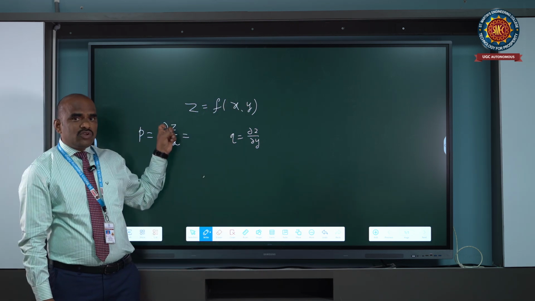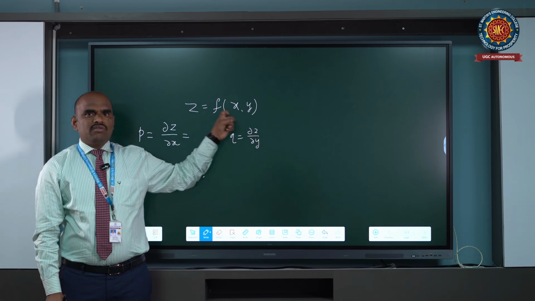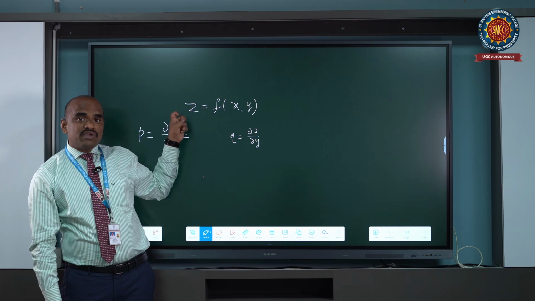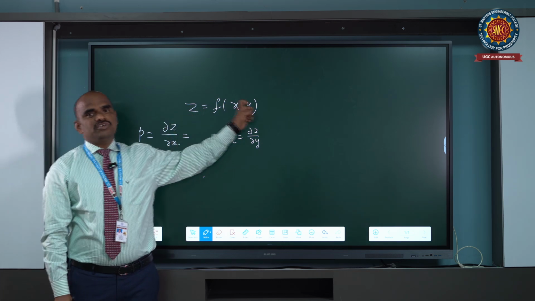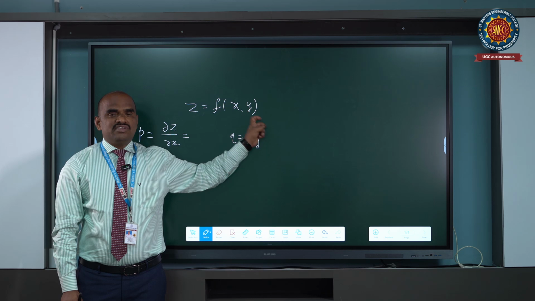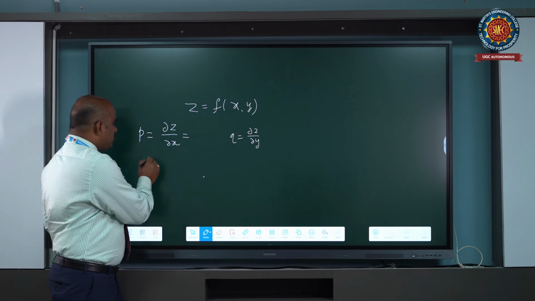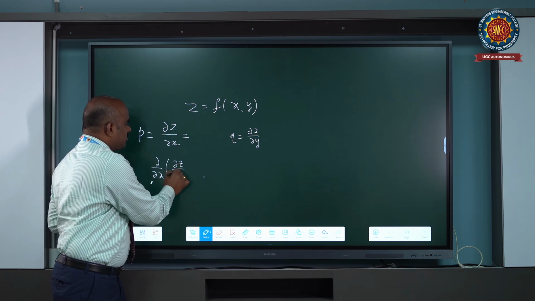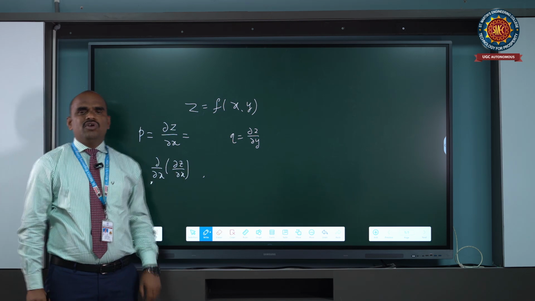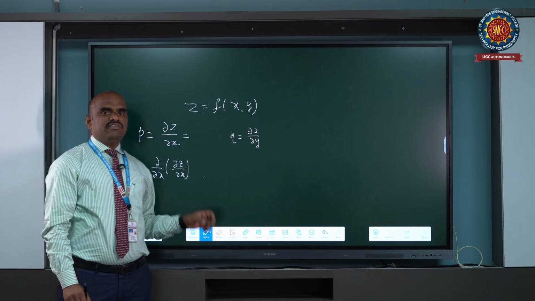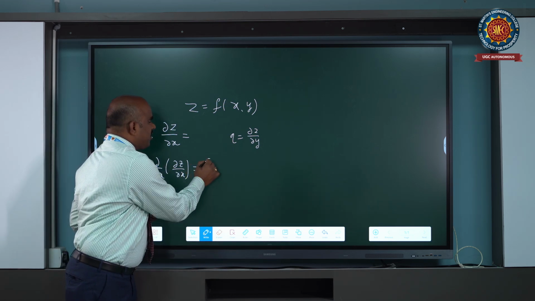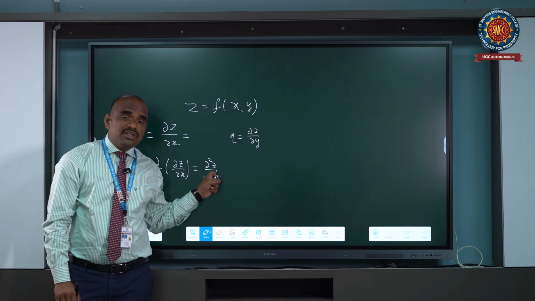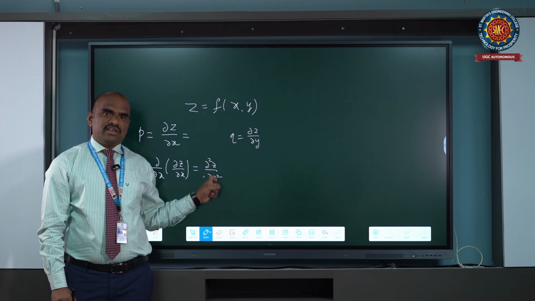Here dou z by dou x and dou z by dou y are functions of x, y themselves. So the partial derivatives of dou z by dou x and dou z by dou y will exist with respect to x, y. The partial derivative of dou z by dou x with respect to x is dou by dou x of dou z by dou x, which is dou square z by dou x square. It is the second order partial derivative of z with respect to x.